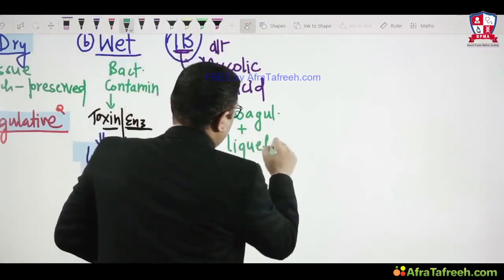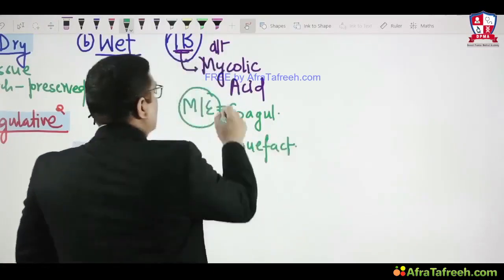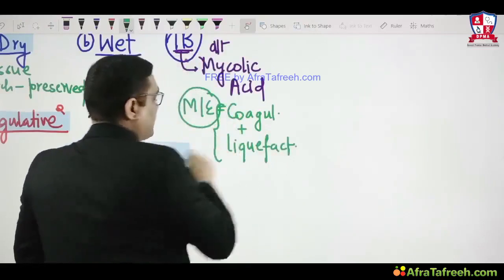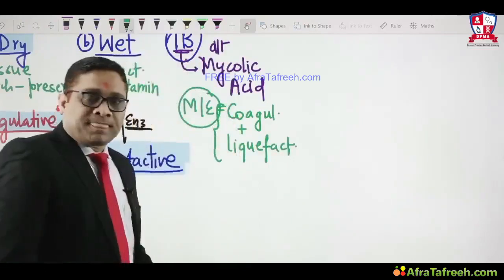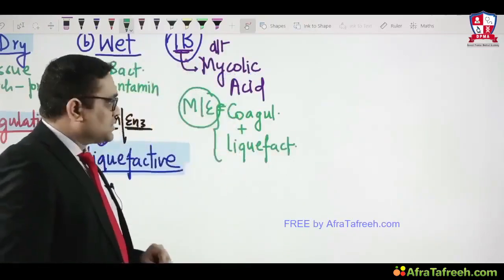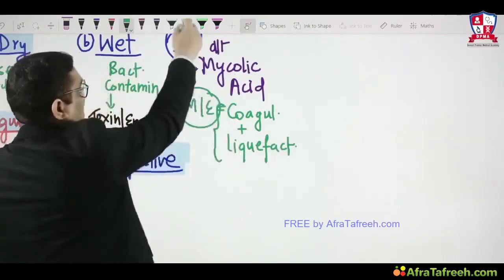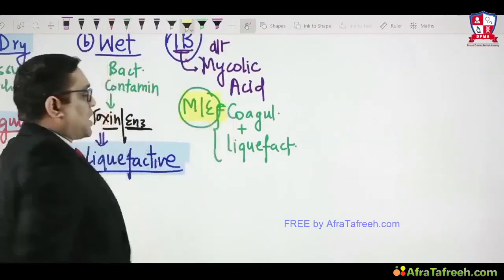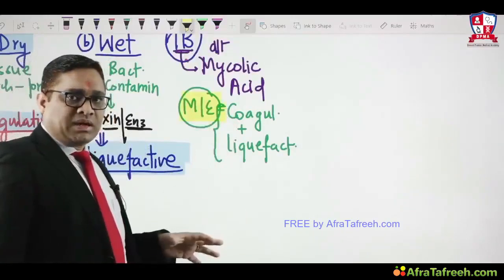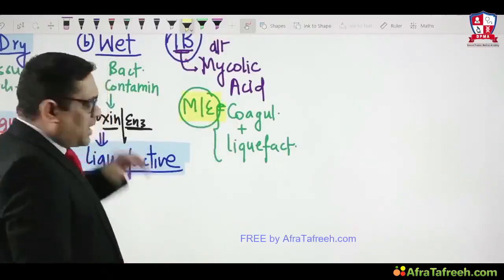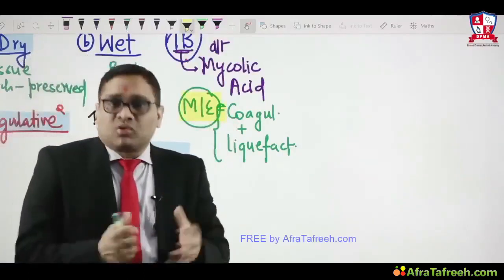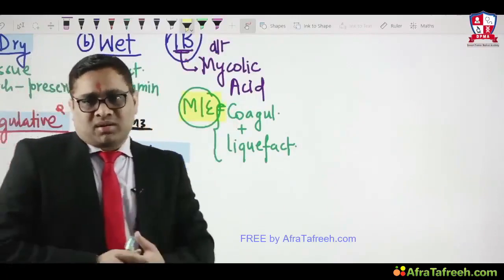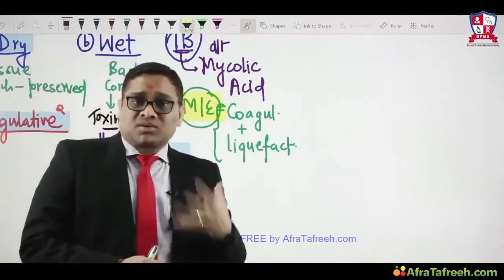So that is the important point we have to understand. It is both coagulative and liquefactive necrosis, right? So both coagulative and liquefactive necrosis will be present on microscopic examination. That is very important to understand. Coagulative and liquefactive both will be present in caseous necrosis, and how we will identify it on microscopic examination, that is important.